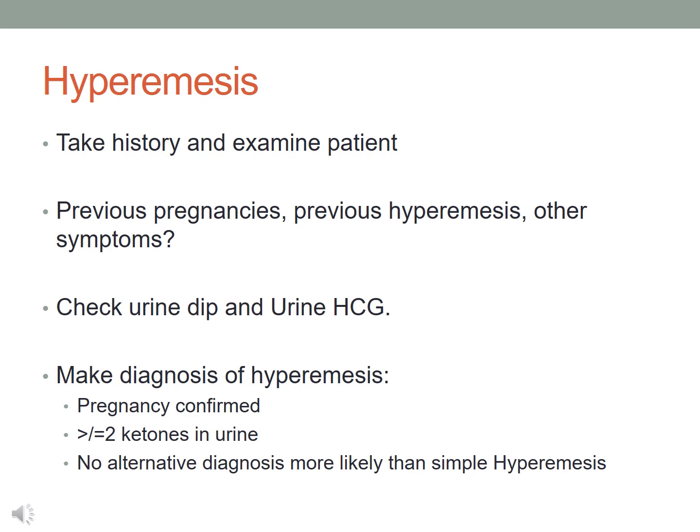To make a diagnosis of hyperemesis, you need to confirm the pregnancy. They need to have at least 2 plus ketones in the urine and no alternative diagnosis more likely than simple hyperemesis. Please remember, some of these patients won't be hyperemesis. They will have gastrointestinal disorders, or they may have a cholangitis or sepsis rather than hyperemesis.